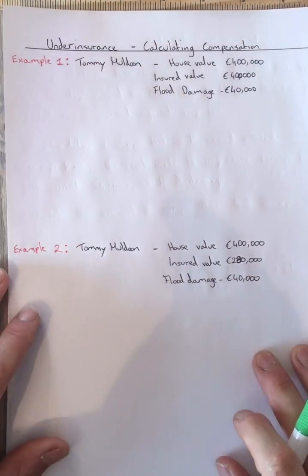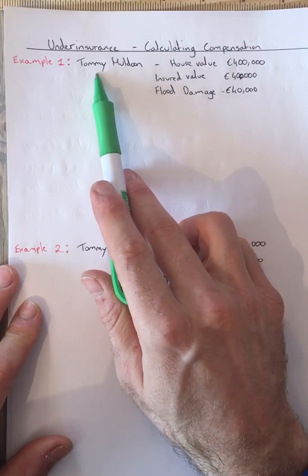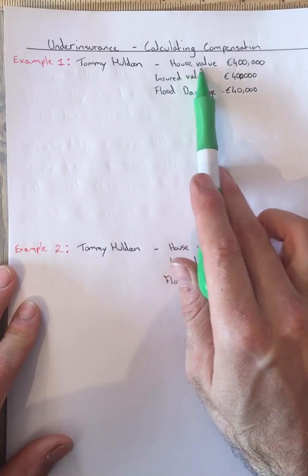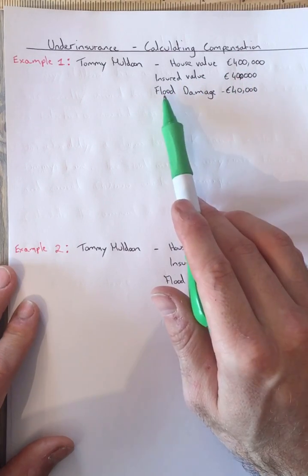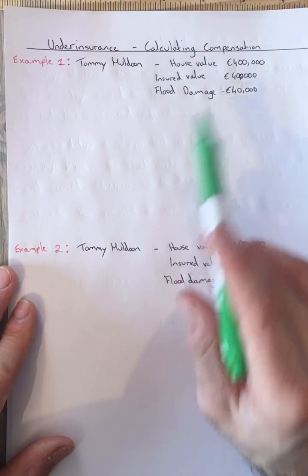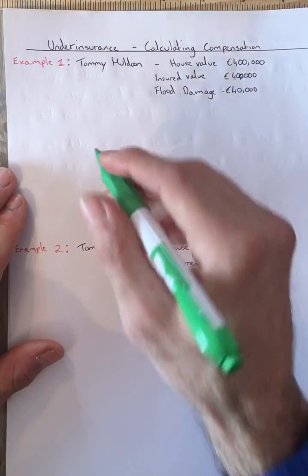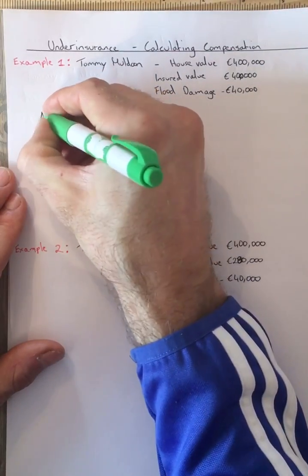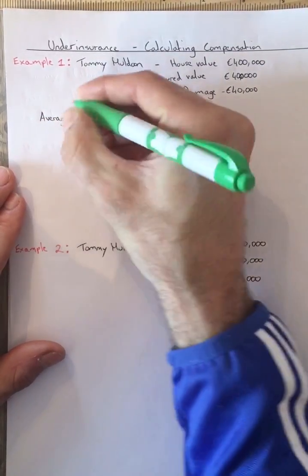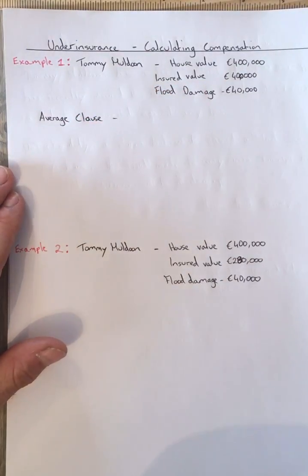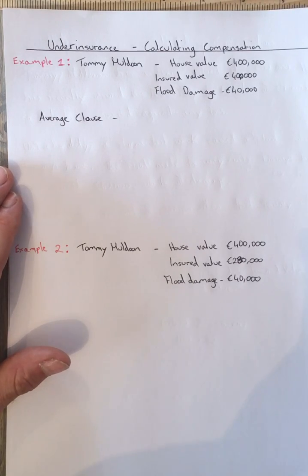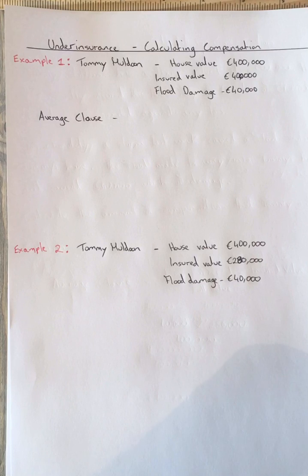Okay, so the guy who owns the house in this example that I have written out is Tommy Muldoon. His house is valued at €400,000. He has insured it for €400,000, and recent flood damage has caused €40,000 worth of damage. Okay, so I'm going to use a formula known as the average clause formula. This formula is used more often when people have underinsured the house, but it can also be used in this case where somebody has fully insured their house just to work out the compensation.